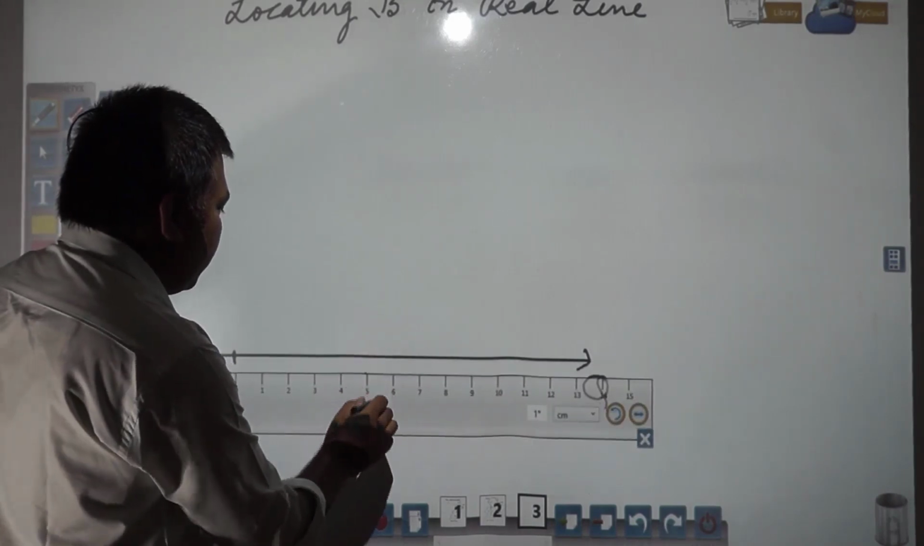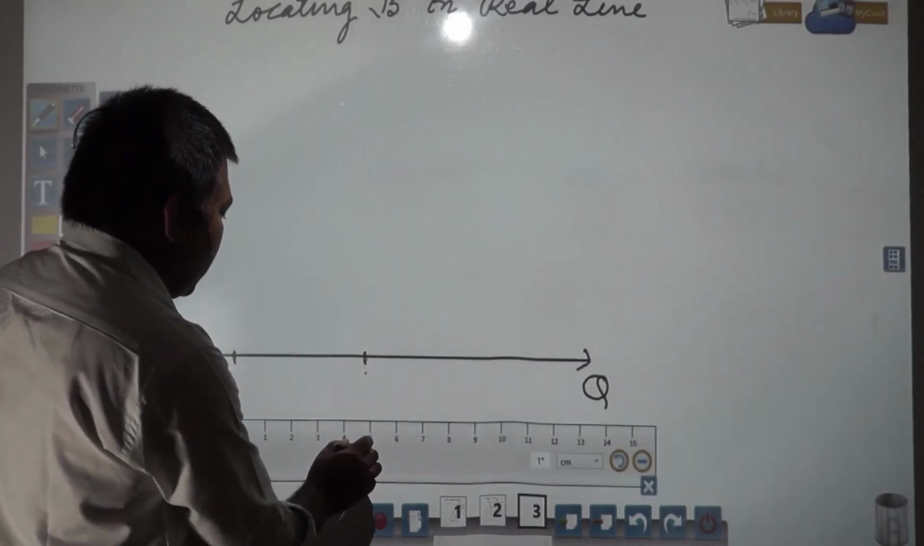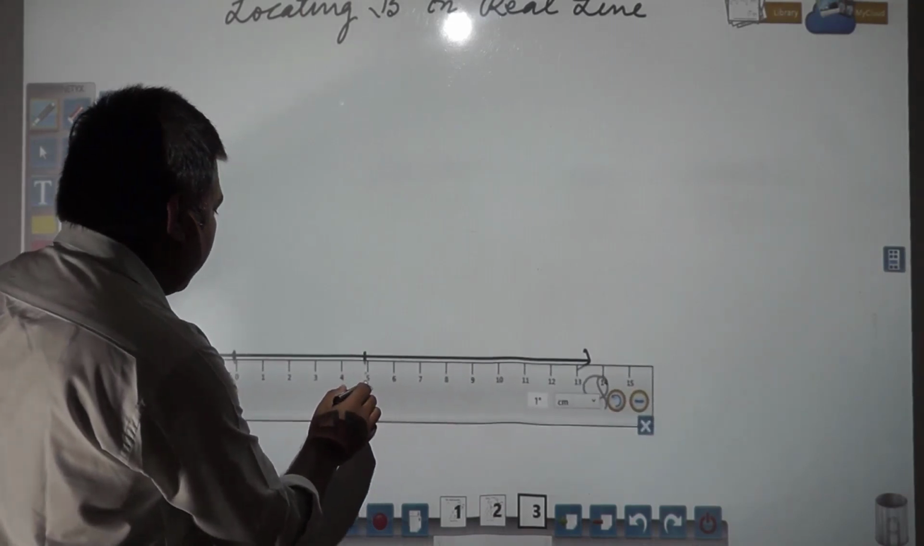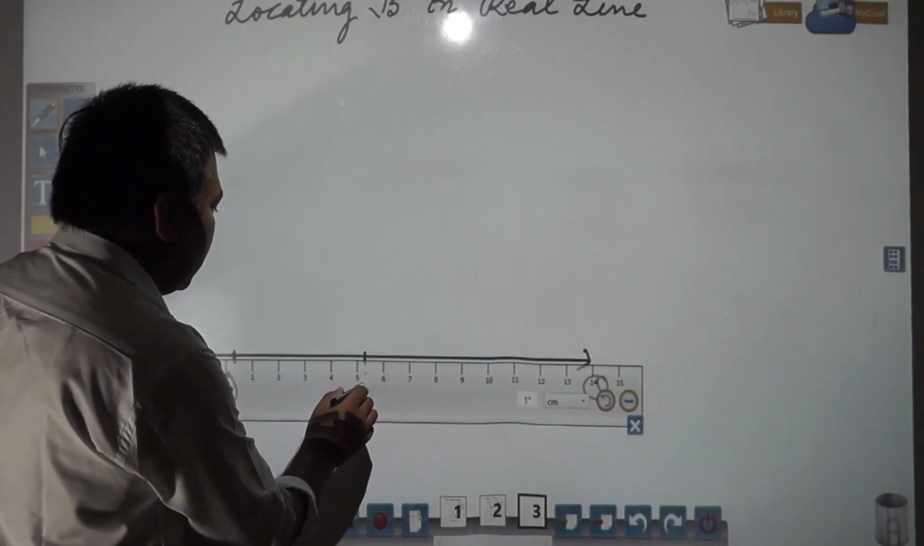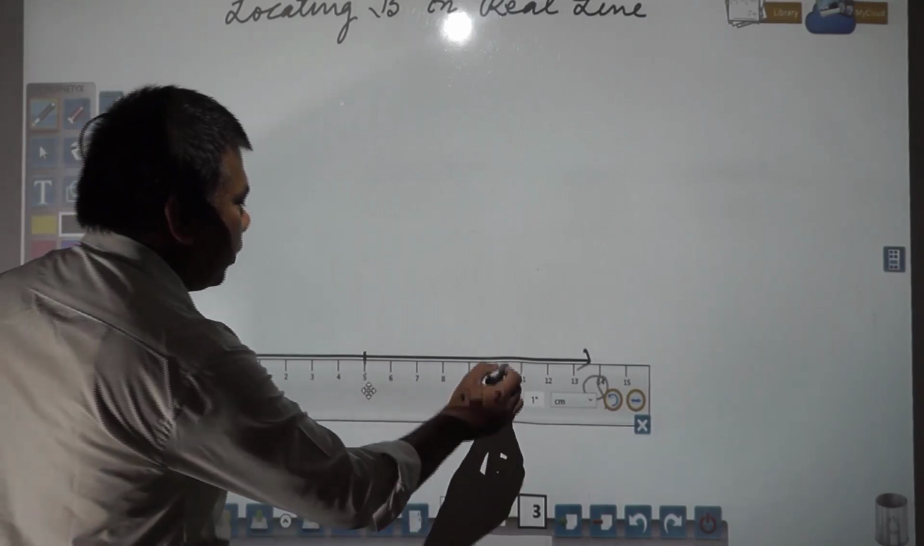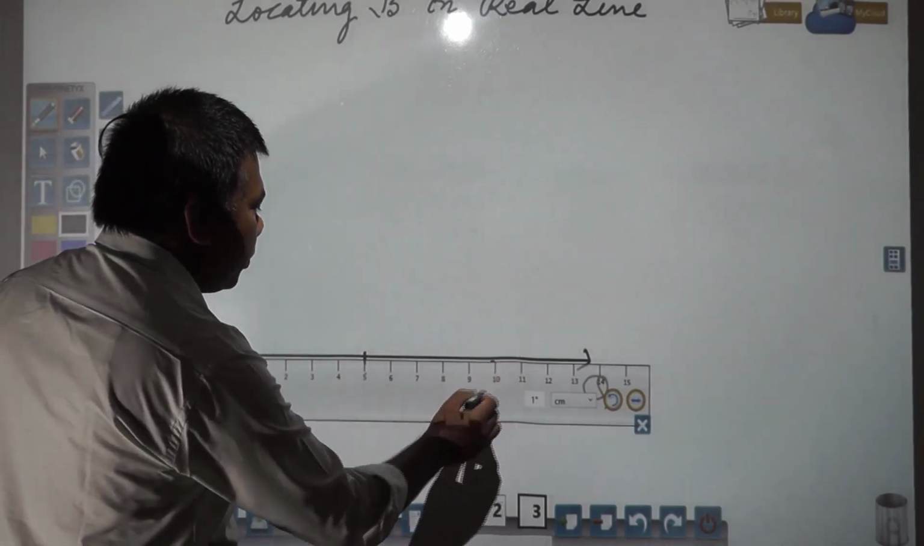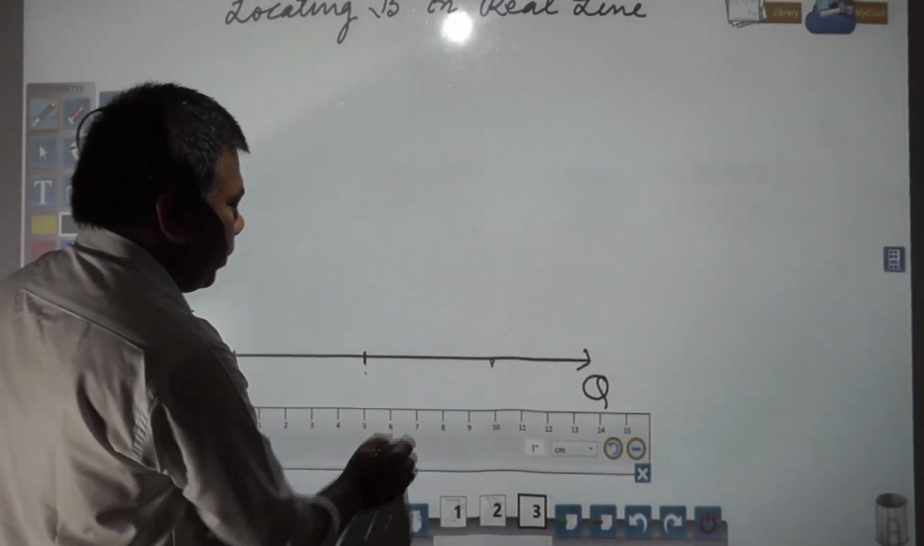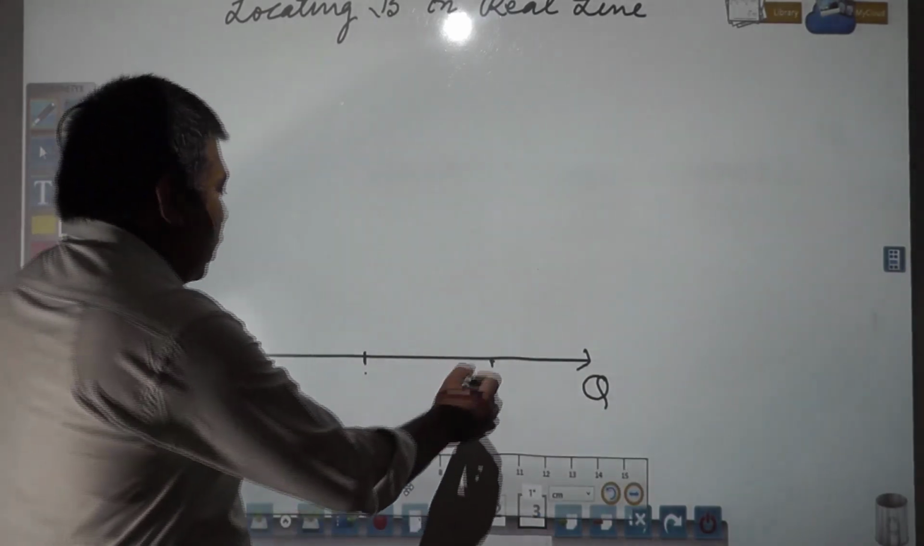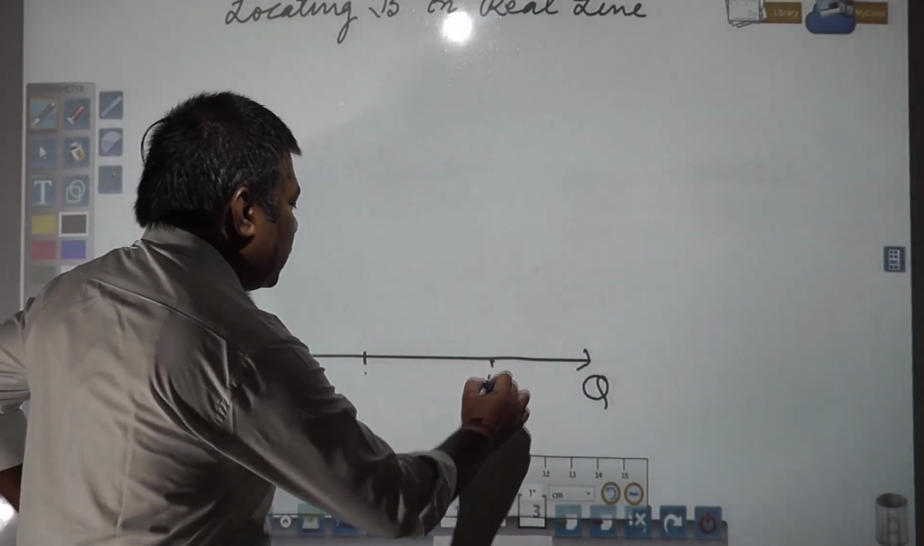This is 5, and just double of this will be 2 units. Just double of that will be 2 units. Suppose this is 2 unit. Now name it. Suppose this is A.